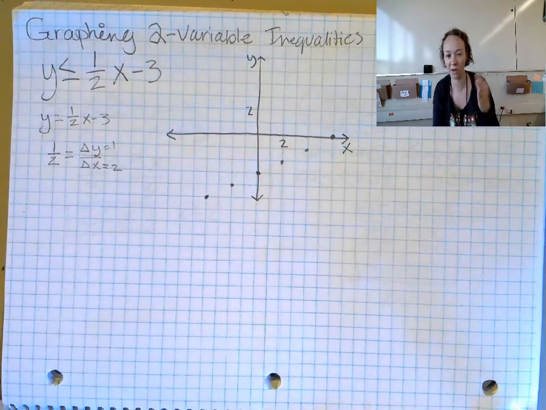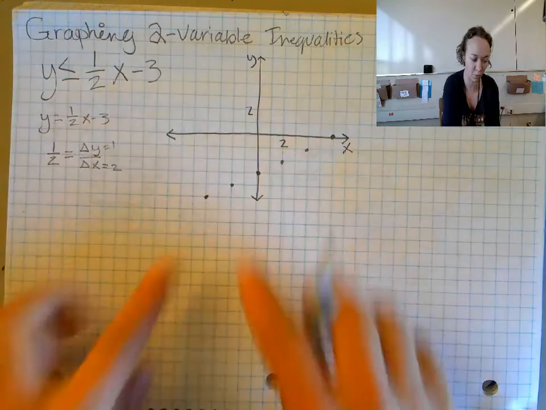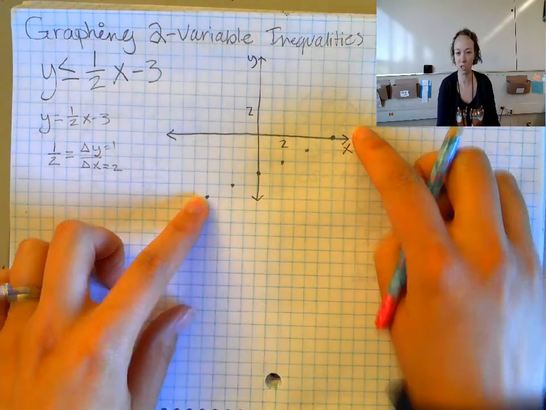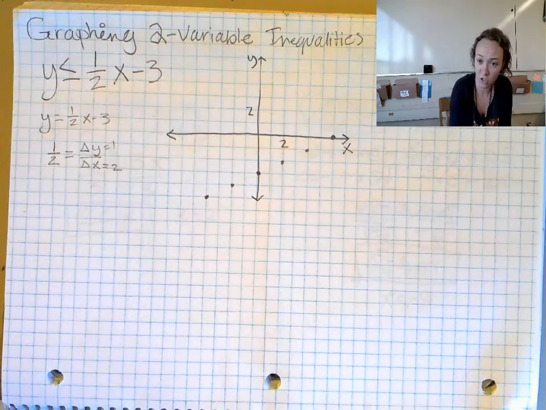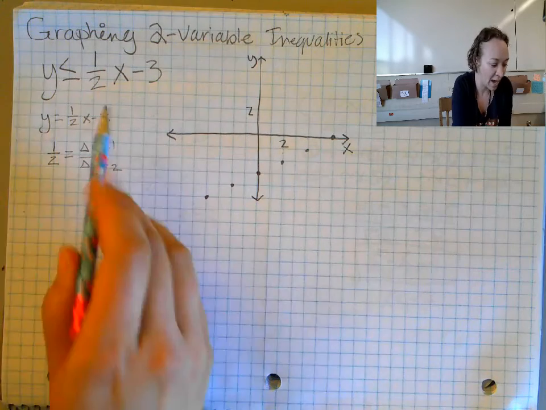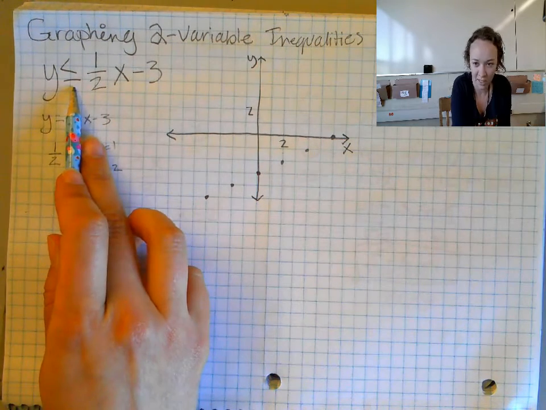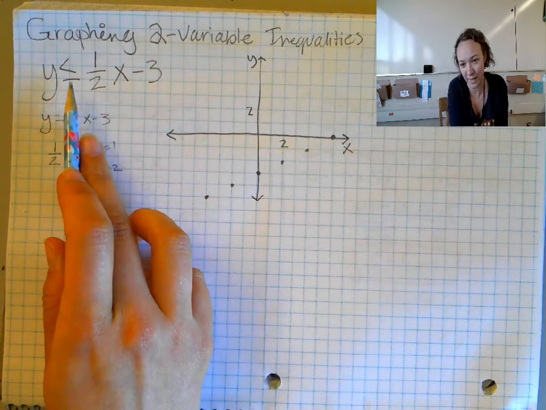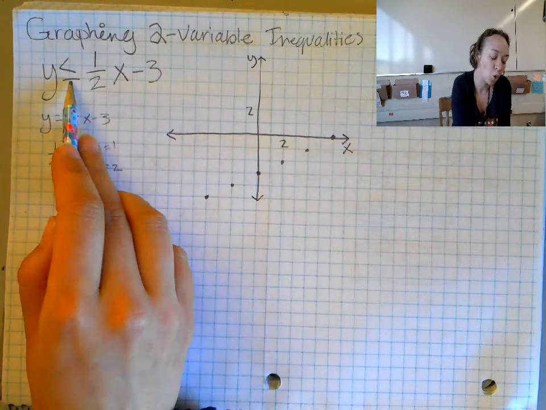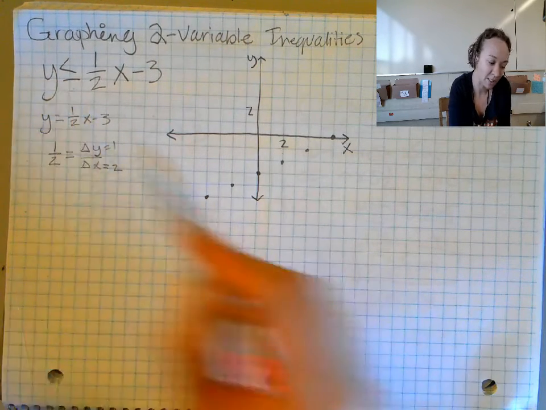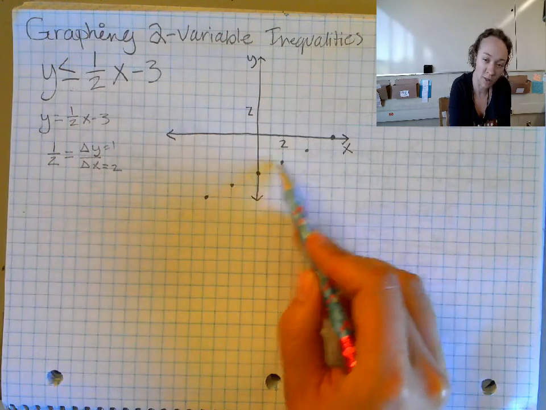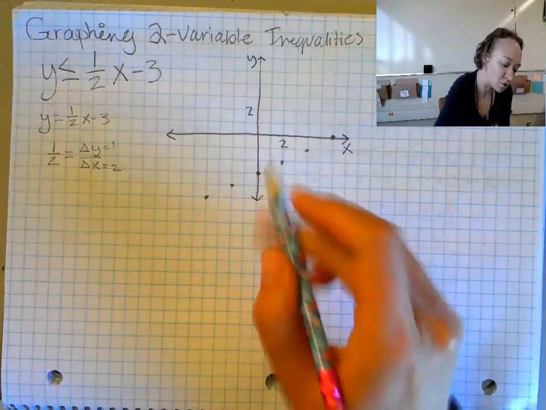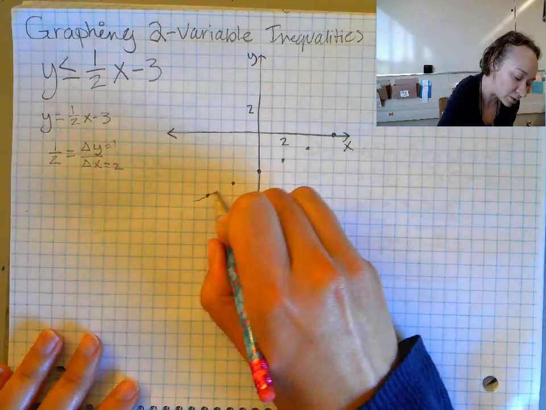Okay, now normally I would just automatically connect those points to make a line, right? I'd grab my ruler, connect the points, woohoo. However, I'm not going to do that right away. I'm going to look back at my inequality and decide, should this be a solid line or a dashed line? And since it's an or equal to, that means that all the points on the line are actual solutions. And so I'm going to draw a solid line through.